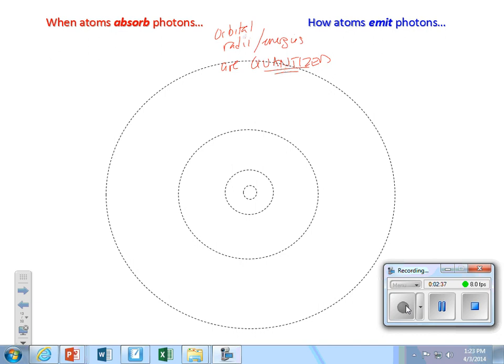Now, the nucleus is in here. Like super, super, super small. So small you can't really see it. Right? We call this the n equals 1 state, or energy level, or ground state. This we call the n equals 2 state, or the first excited state. Here's the n equals 3. Here's the n equals 4.